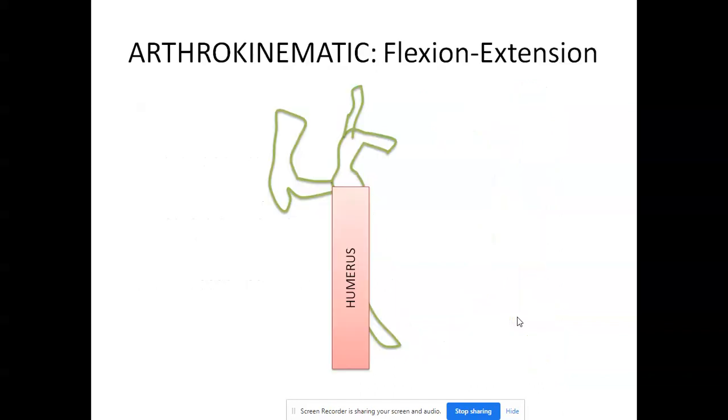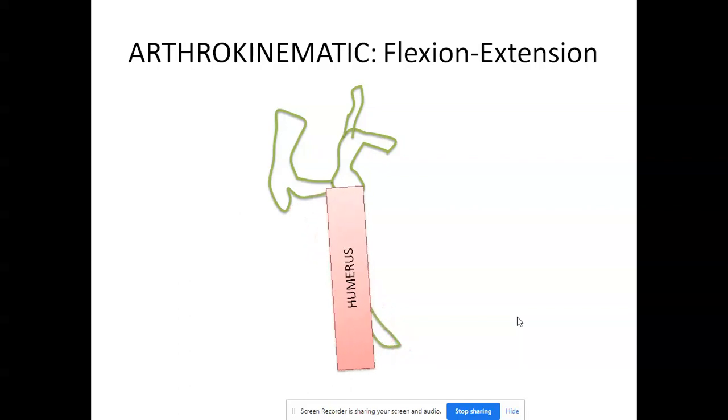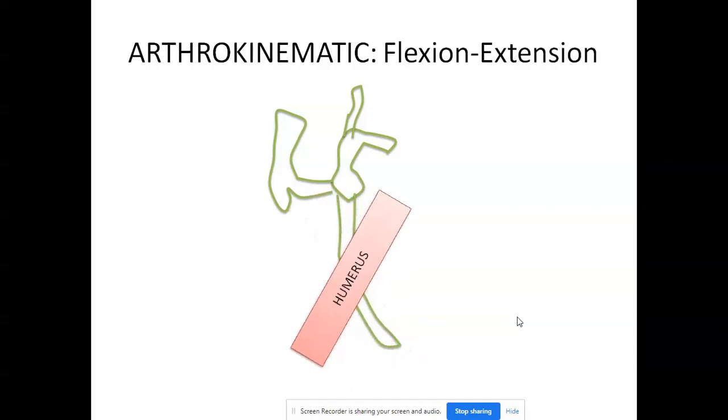Coming to arthrokinematics of the GH joint, that is your glenohumeral joint. First one, flexion extension. We'll see the video. During extension of the humerus, the humeral head slides. Which direction? We'll just look into the video first. This is extension and this is flexion.